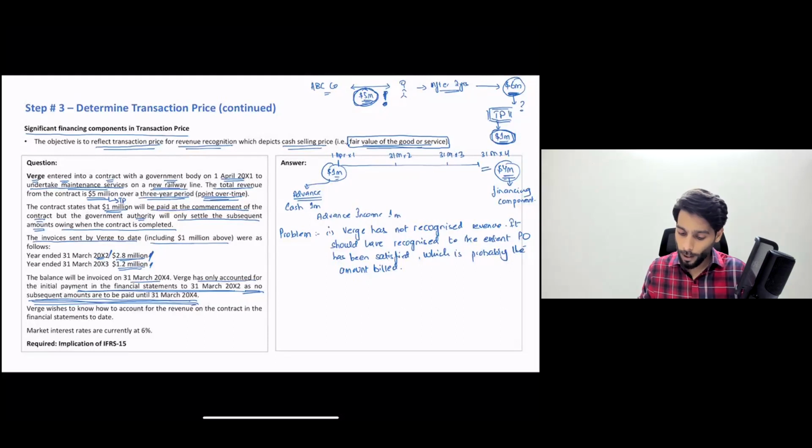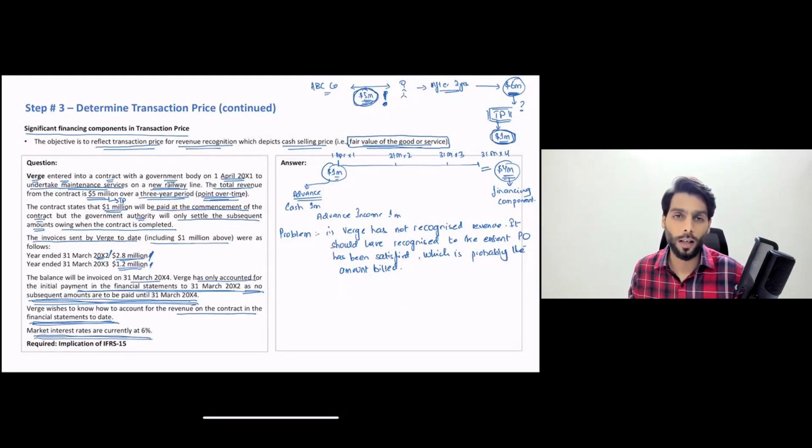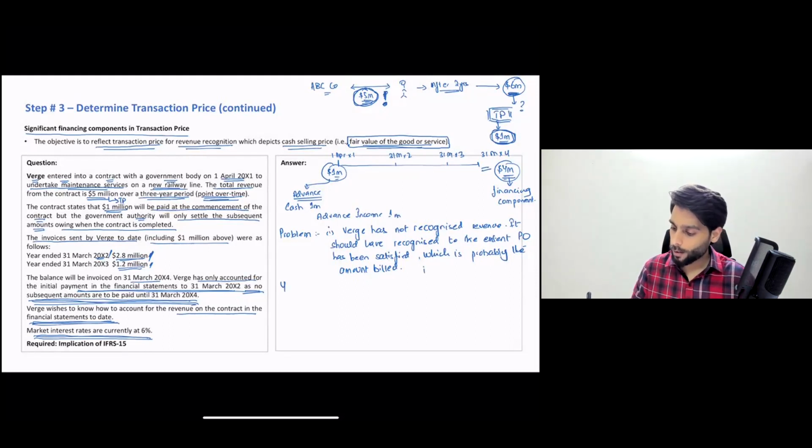Verge wishes to know how to account for revenue on the contract in the financial statements to date. Market interest rates are currently at 6%. So, what should be the amount of revenue that should be recognized? I would say in year one.